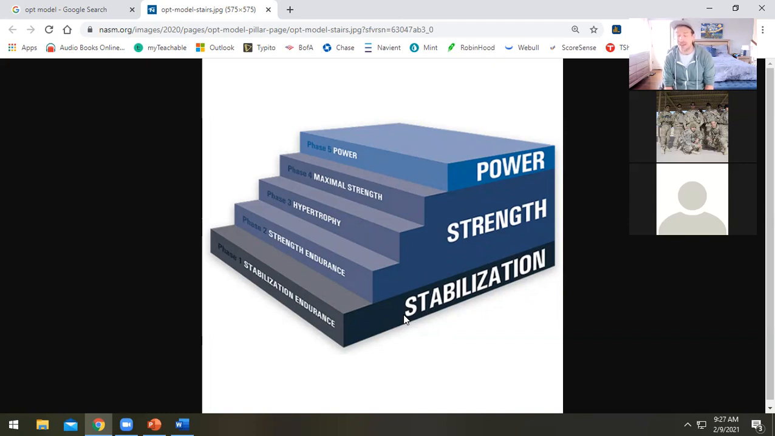So we focus on moving nice and slow. Again, high repetitions and a slow tempo gives my brain time to learn how to move properly. Meanwhile, I'm pairing it with that unstable exercise selection. And there we go. I have developed neuromuscular efficiency in that first phase, that first level of training.